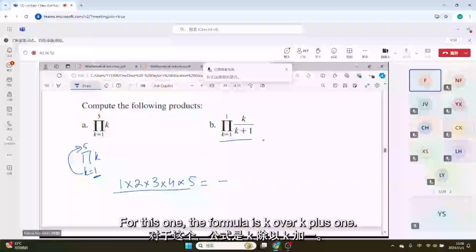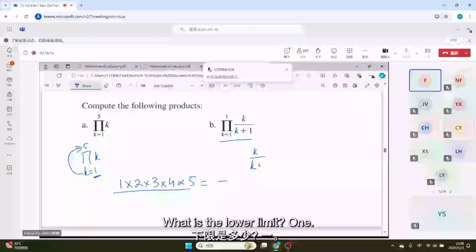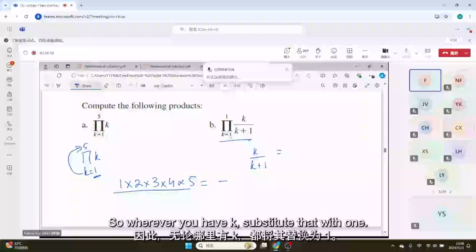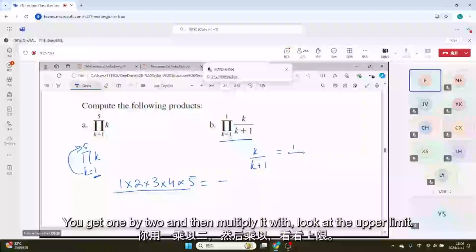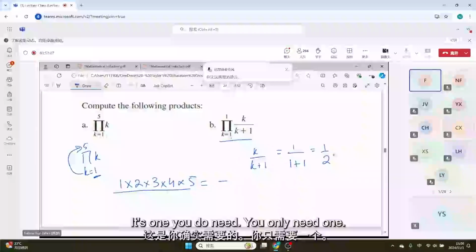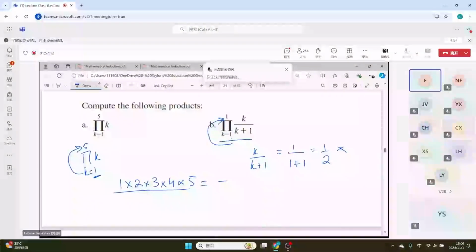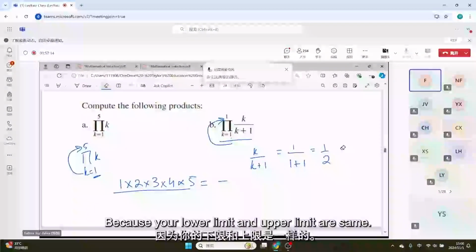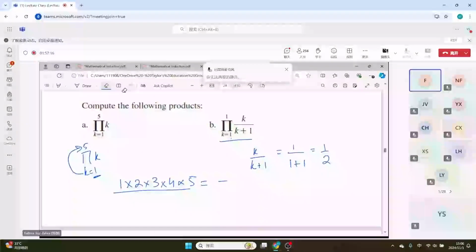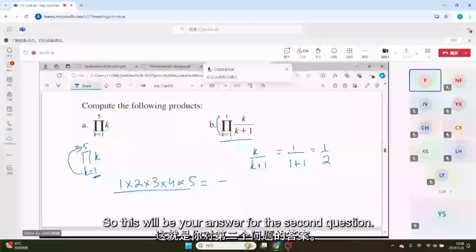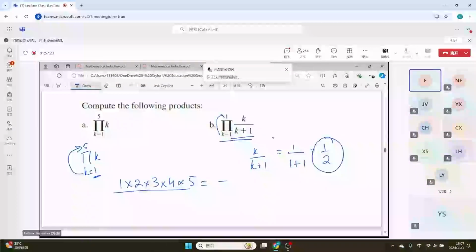For this one, the formula is k over k plus 1. What is the lower limit? 1. So wherever you have k, substitute that with 1. You get 1 by 2. And then multiply it with, look at the upper limit, it's 1. You don't need. You only need 1. Okay. Because your lower limit and upper limit are same. So this will be your answer for the second question.